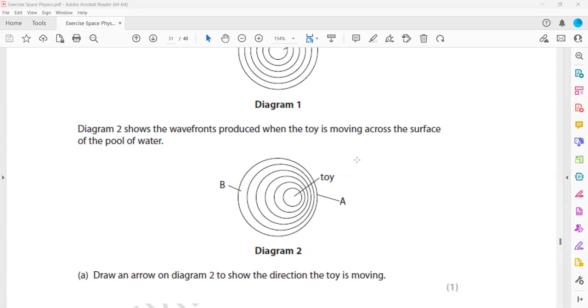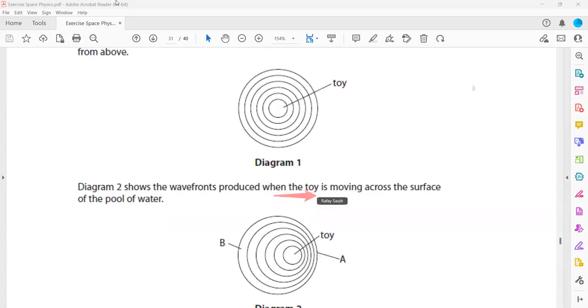Which direction is it moving? Look, we know that the distance between two successive wavefronts represents a wavelength. So if the toy moves towards A, you can see the spacing between the wavefronts is decreasing. It means whenever the source or observer move towards each other, the wavelength, or the spacing between the waves, will decrease and the frequency will increase.